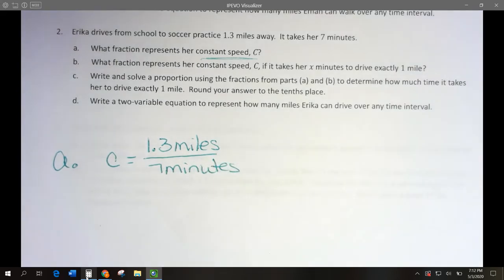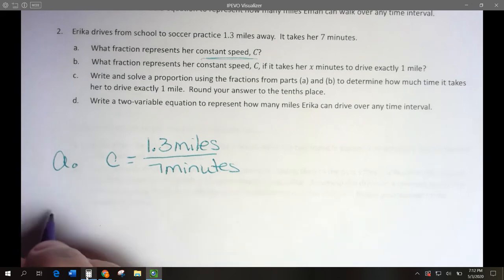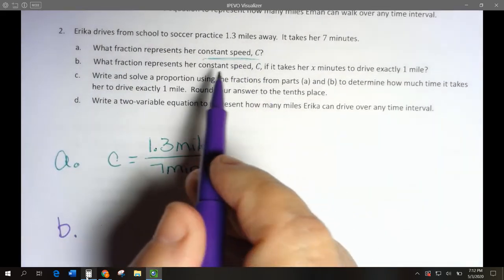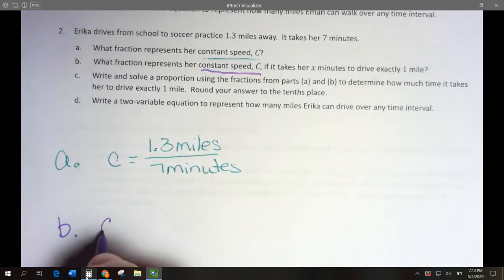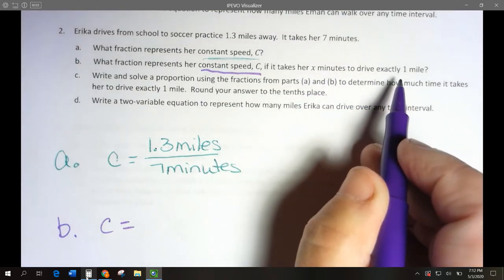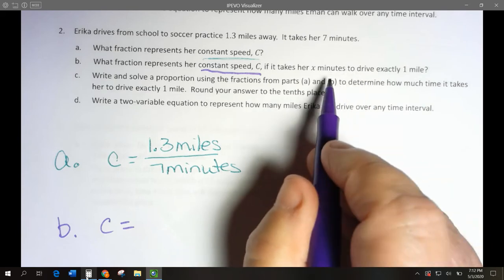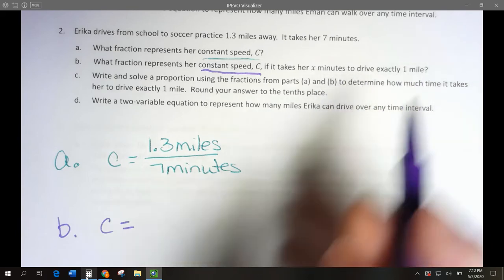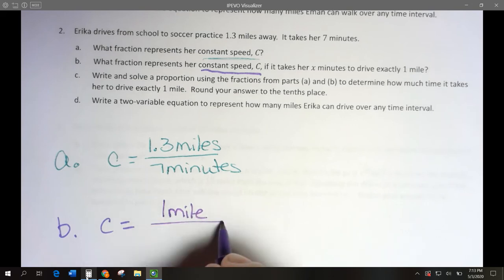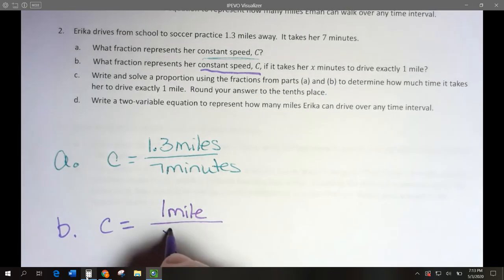For number 2, for B, what fraction represents her constant speed c if it takes her x minutes to go 1 mile? Remember, it's distance over time. So we know our distance is 1 mile, and our time is x minutes.